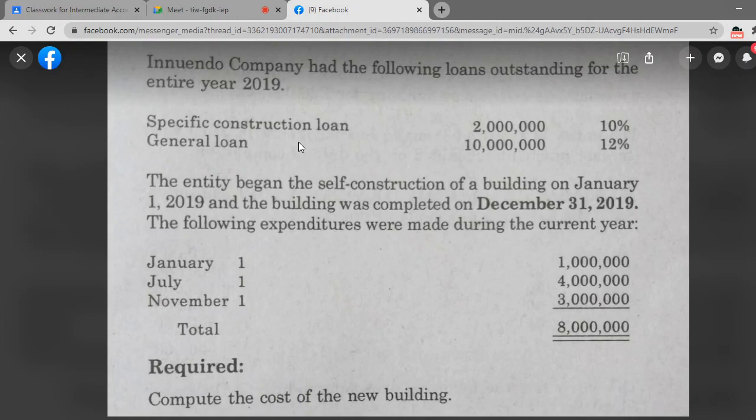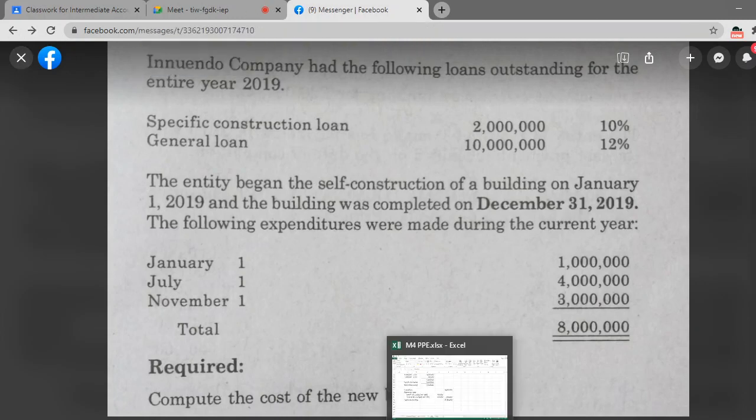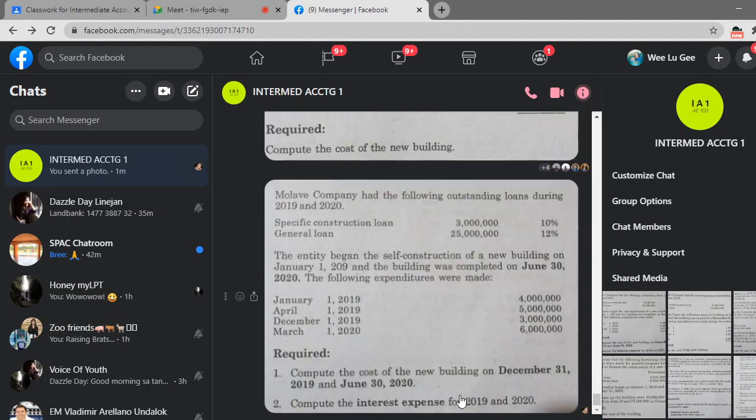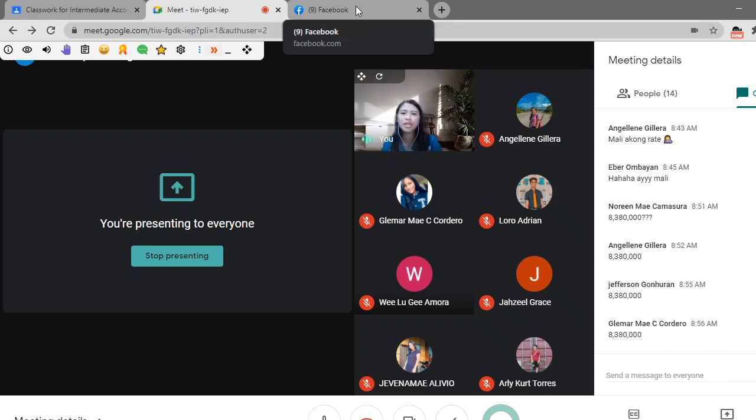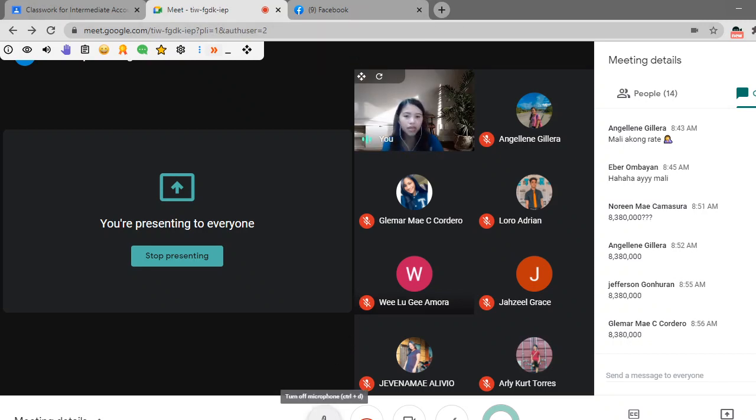Sige, let's proceed to the next problem. We have some few problems paghihapon, and this time we're going to have Mulave Company. All right? So, Mulave Company is somehow the same with Shangri-La. May isang specific, may isang general. Kaya nga lang, ito na yung sinasabi ko na yung construction niya is more than 1 year. For the first time, naka-encounter tayo ng company na medyo realistic. Okay, I'll give you some time to read and analyze.